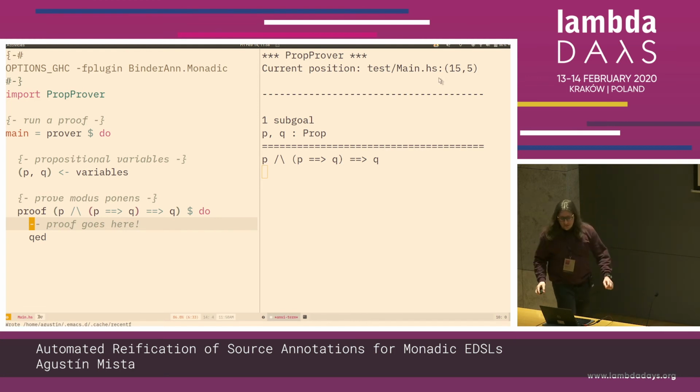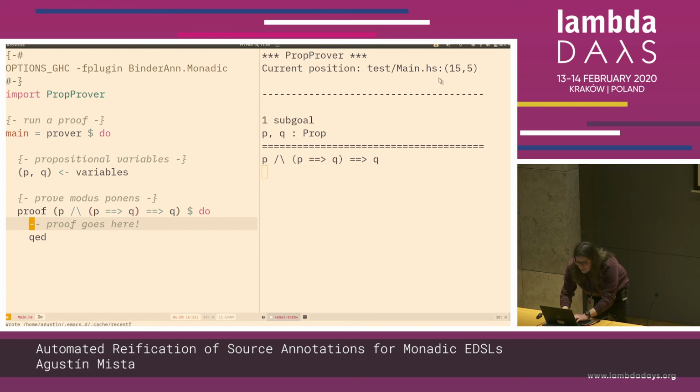All right. So let's take a little look at this. First here I have two variables, P and Q, that I'm instantiating. And with these two variables, I would like to prove modus ponens. That is, if I have P and I have a proof for P implies Q, then I can prove Q. Okay? Hopefully everyone knows about this.